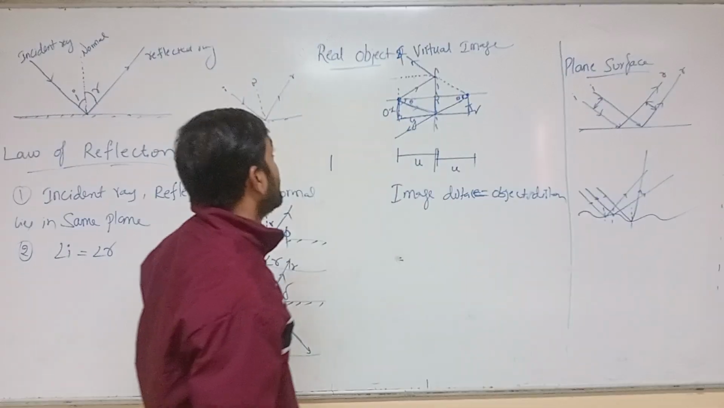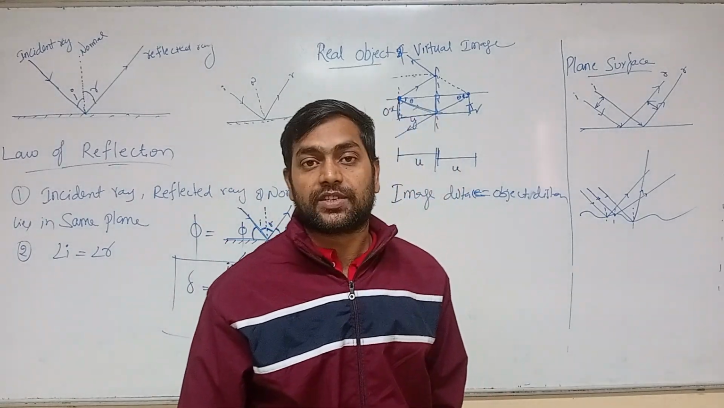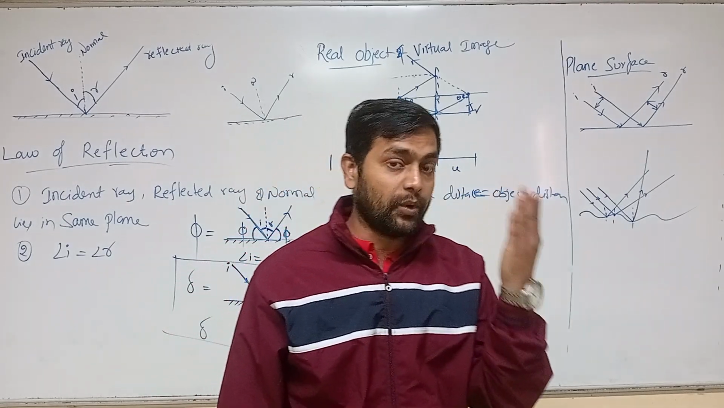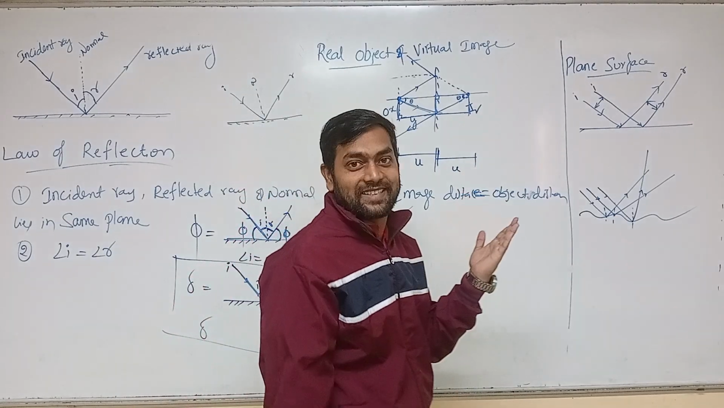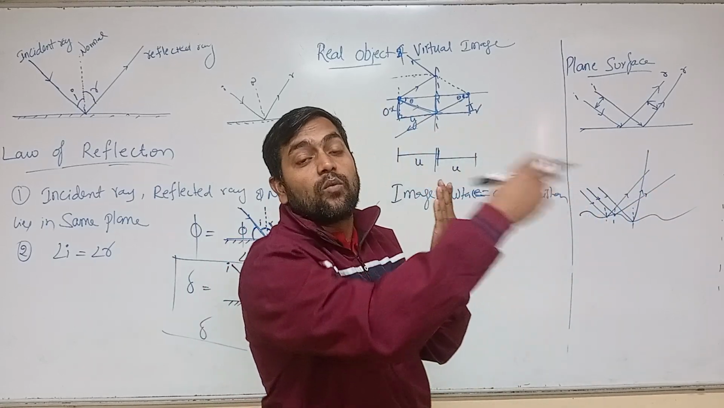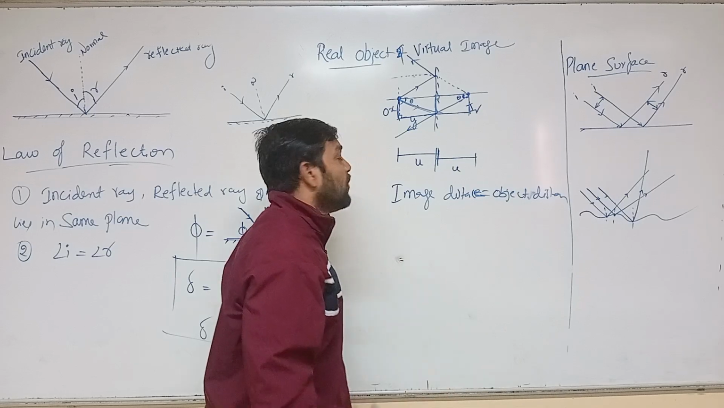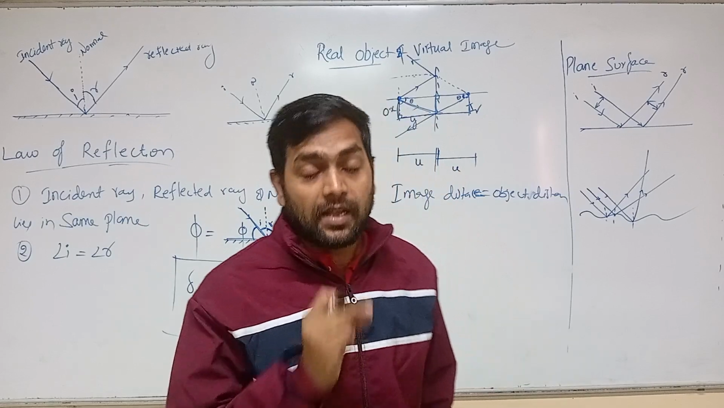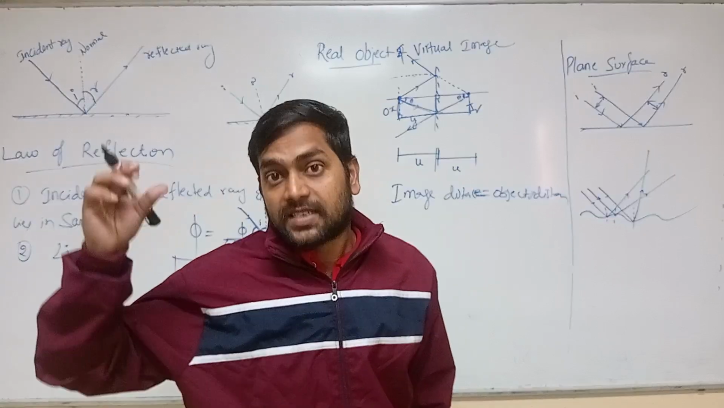Next, where do we see real objects and virtual images? In daily life, we see our face, our beautiful face, inside the mirror. Our face is the object, and inside the mirror we see the image. That is our virtual image. Virtual images cannot be caught on a screen. The definition of a virtual image is that the image does not form on the screen.